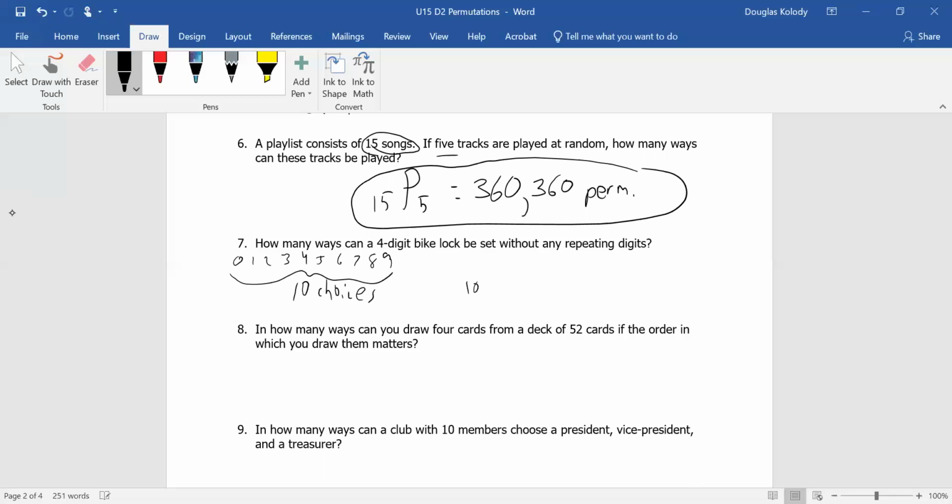So you have 10 choices, P, and how many are you actually picking? It's a 4-digit bike lock.